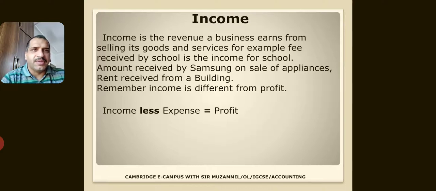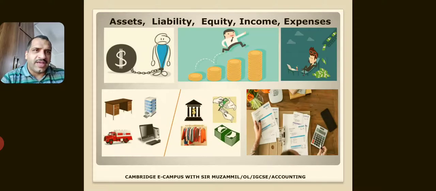Last thing, income. Income is the revenue a business earns from selling its goods and services. For example, fees received by a school is the income for the school, the amount received by Samsung on the sale of appliances, rent received from a building. Remember, income is different from profit. Income less expense gives you the profit. So you have done these 5 things: assets, liabilities, equity, income and expenses.